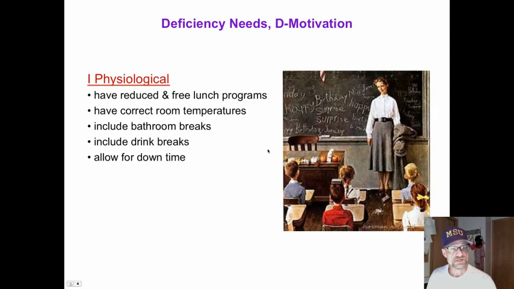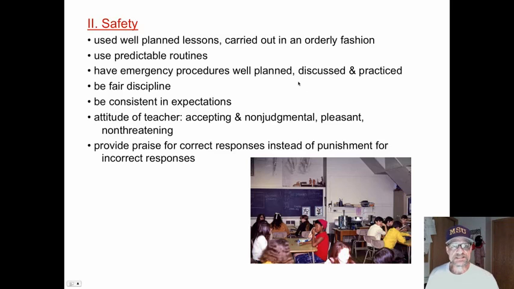These things: free and reduced lunch program, bathroom breaks, drink time, allow for downtime. That's where you're not always teaching something. Students cannot be engaged, depending on the age, continually. You need downtime, you need breaks. Well-planned lessons carried out in an orderly fashion so they know what to expect. Fair discipline. Teacher who accepts praise for correct response instead of always correcting or punishing.